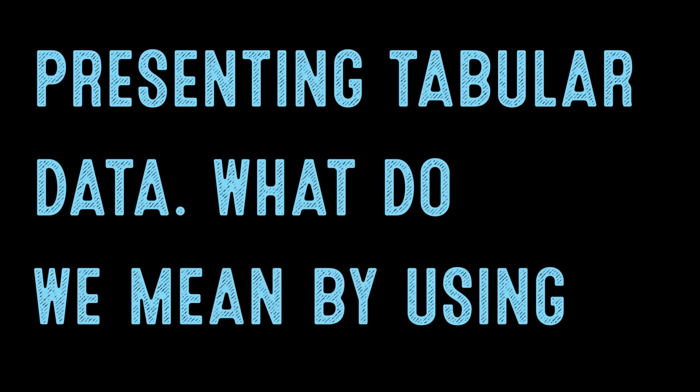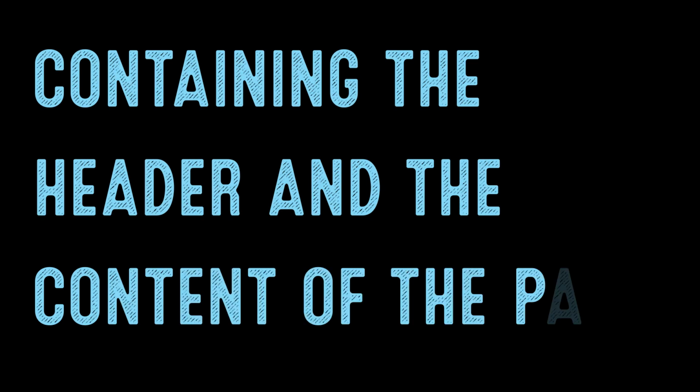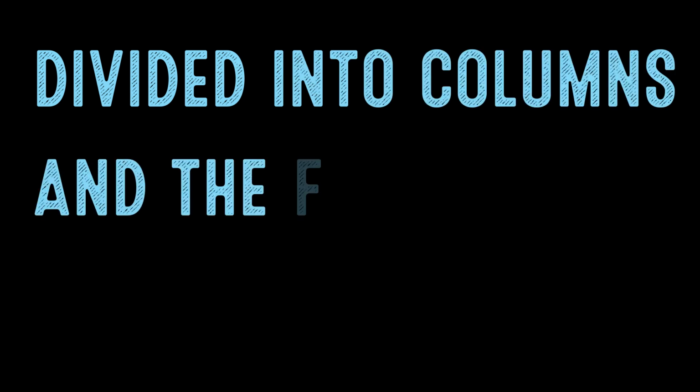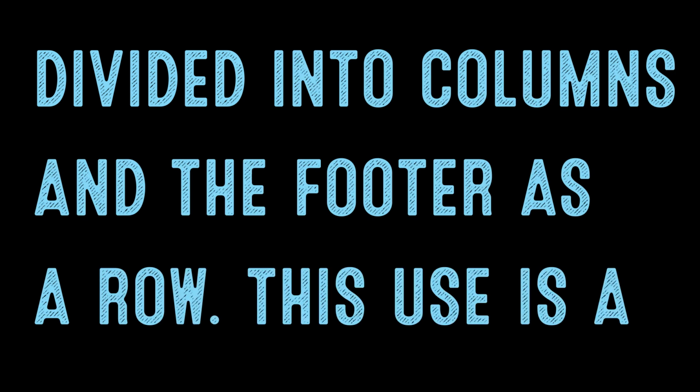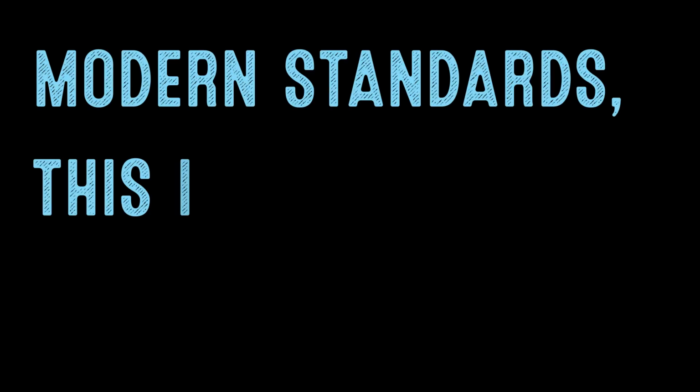What do we mean by using a table for layout? Sometimes you see a table row containing the header and the content of the page divided into columns and the footer as a row. This use is a remnant of the older web when browser support of CSS or Cascading Style Sheets was poor. However, with modern standards, this is no longer accepted.